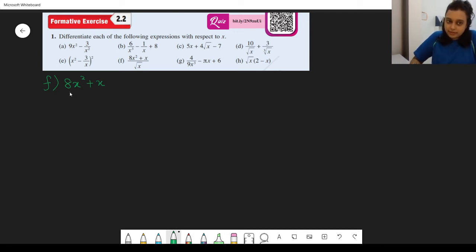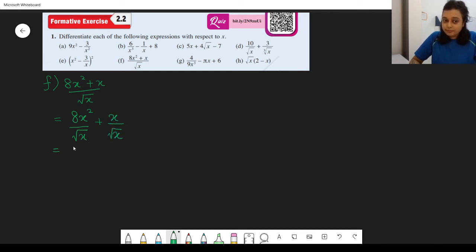So the first step that teacher would recommend, when you have this kind of fraction, separate the fraction. Write it separately. Separate them so that it's easy for you to see how I must do fraction based questions. 8x squared over the square root x right here, plus x over square root x right here.